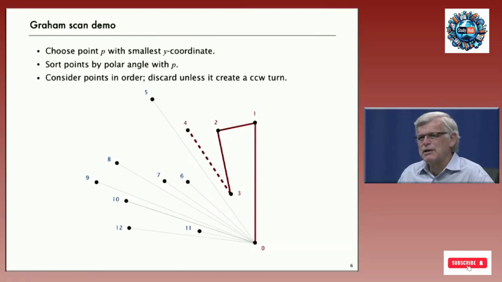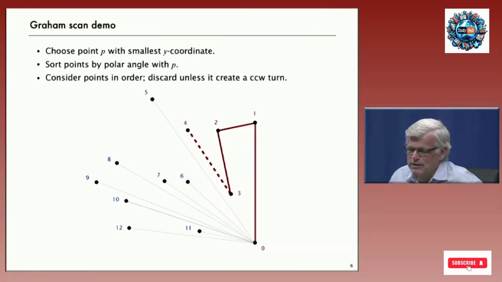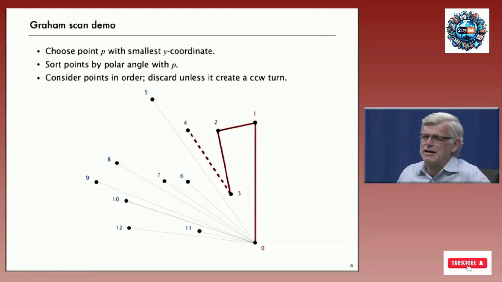But as soon as we go out to 4, that's not a counterclockwise turn. It's going the wrong way. And essentially what this means is that point 4 is evidence that there's no way that point 3 can be on the convex hull. You can convince yourself of that quite easily. So we just throw point 3 out. It's not on the convex hull.